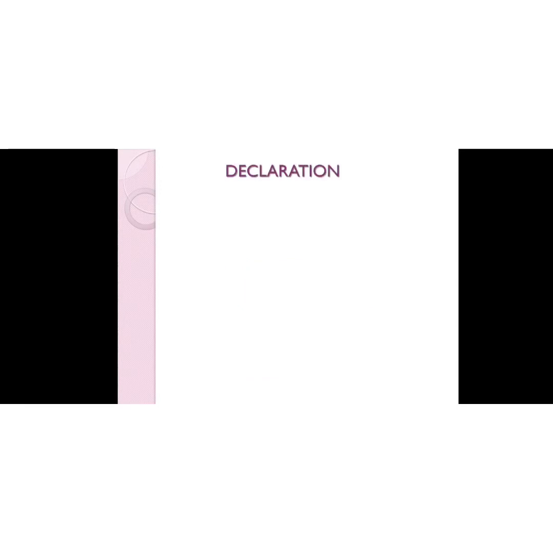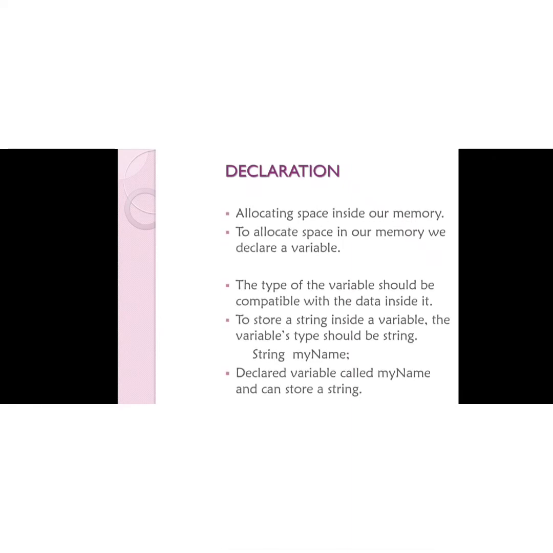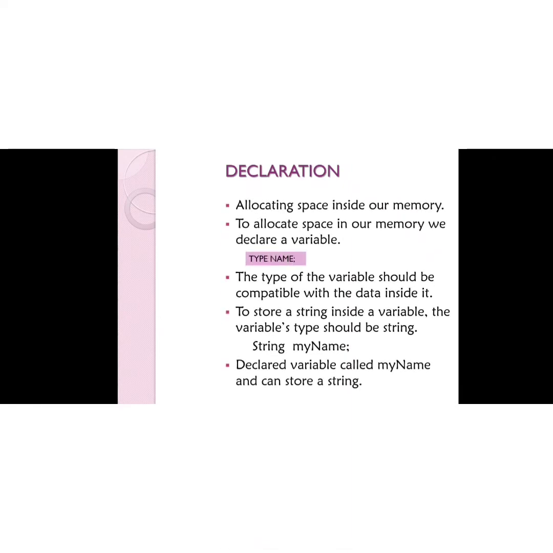Now let's talk about declaration. So what is declaration? It's basically allocating some space inside our memory. As I said before, to store some data in the memory, we have to reserve some space, and this is called allocation. So to allocate some space in our memory, we declare a variable.